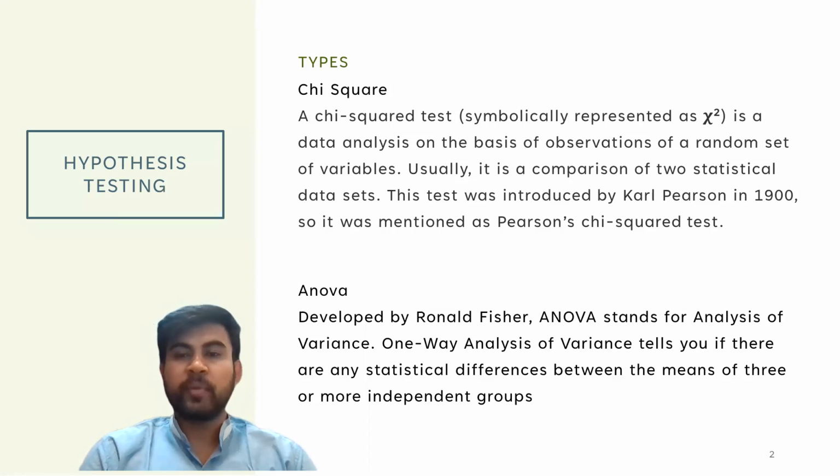This test was first introduced by Karl Pearson in the year 1900, so it is also referred to as Pearson's chi-square test. In chi-square test, there is a null hypothesis and an alternate hypothesis. Null hypothesis means there is no relationship between the two variables of which the hypothesis testing is done, and alternate hypothesis shows that there is a significant relationship between the two variables that is to be checked. A chi-square test is represented symbolically as χ².